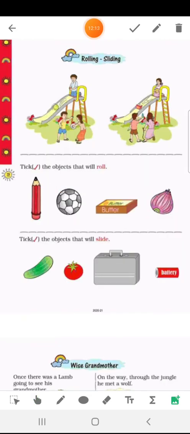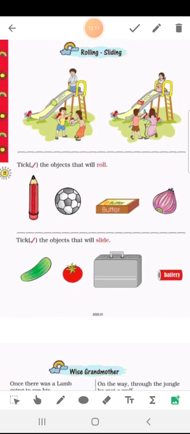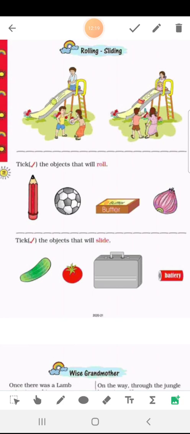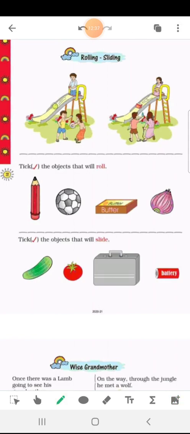Now you see, students, there are some objects which can roll and which can slide. So which objects are rolling? The objects which are round in shape. The objects which have got their surface round. The objects which have round surface can roll. Remember, the objects which have round surface.